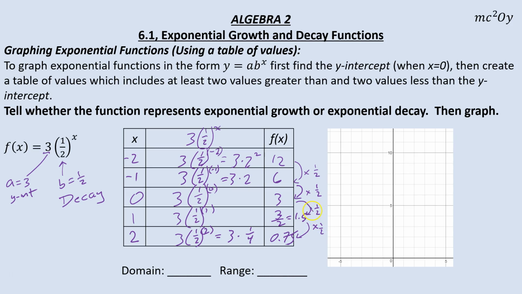Okay. So my graph here is I now have negative 2, 12, negative 1, 6, 0, 3, 1, 1.5, and 2, 3/4, and we could keep going. So you can kind of see the pattern there. You just continue to cut in half, and there we've got it. My domain, once again, all real numbers. My range is y is still greater than 0 because that asymptote is at y equals 0. Okay, this is a decay function.